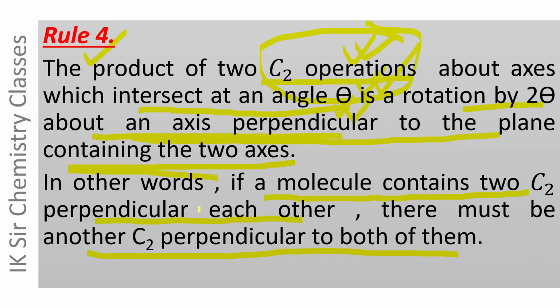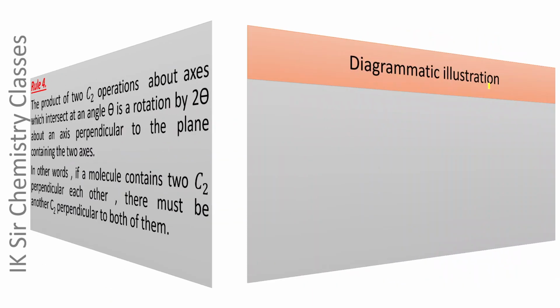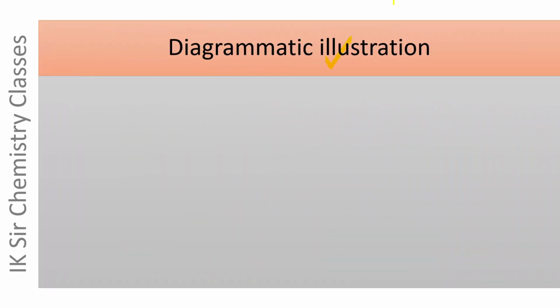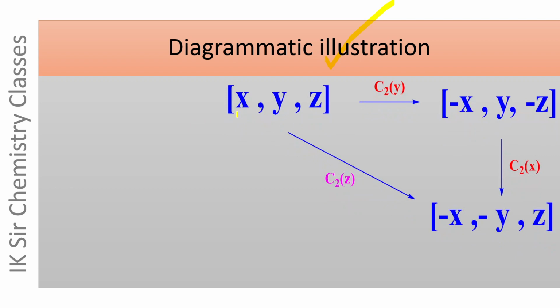If two C2 axes intersect at an angle theta, then the product of these rotation operations will be equal to another rotation operation about an axis perpendicular to the plane containing these two axes by an angle 2 theta. It can be represented diagrammatically as follows. Let a point with Cartesian coordinates x, y, z.